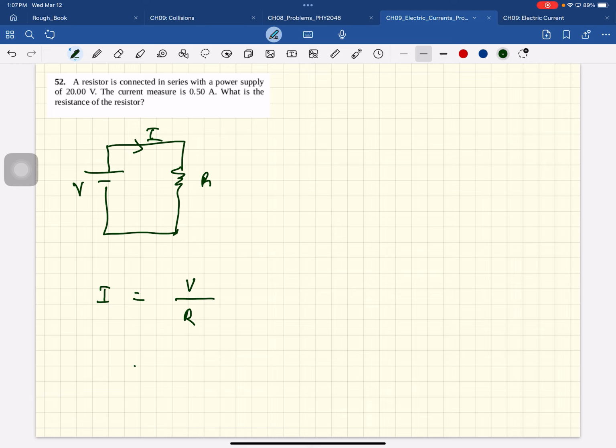So this is 20 volts divided by R equal to 0.5 amps. So the resistance is 20 volts over 0.5 amps, and volts over amps is ohms. So this is 40 ohms.